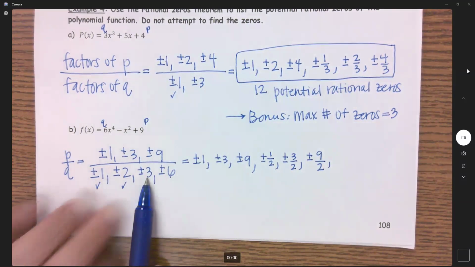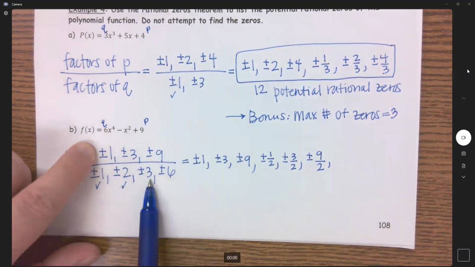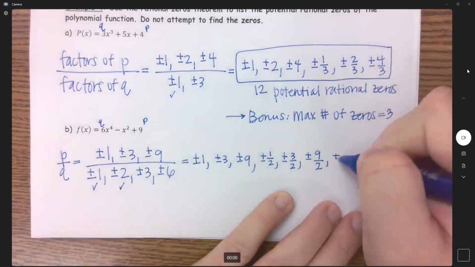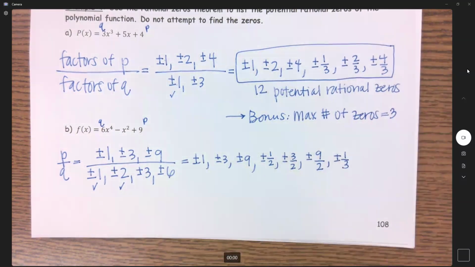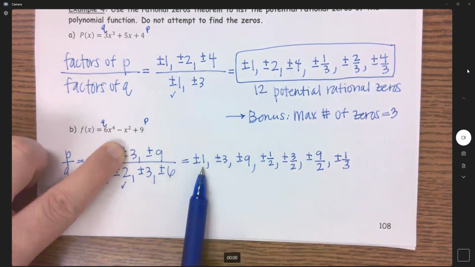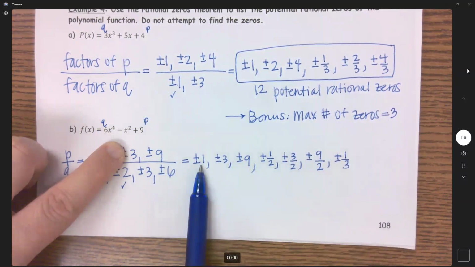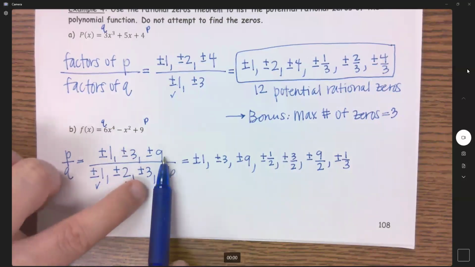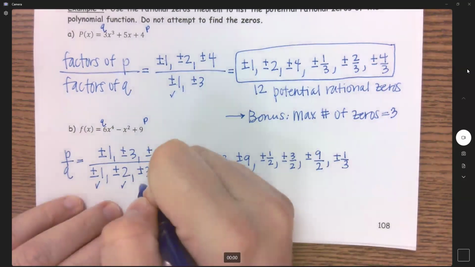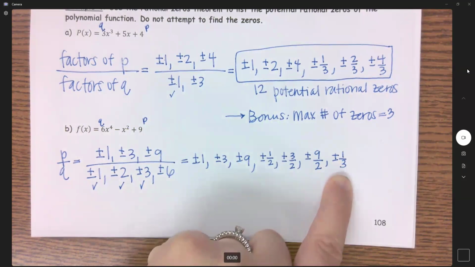Now let's move on to 3 and be careful when we go forward. 1 divided by 3 is 1/3, and I don't have that already written. So we can write plus or minus 1/3. And now 3 divided by 3 is 1. I already have that, so I don't need to write 3 over 3 because that's 1 and it's already here. 9 divided by 3 is 3, and I also already have that one. So we are done. When I divide by 3, we only got one new potential rational zero.